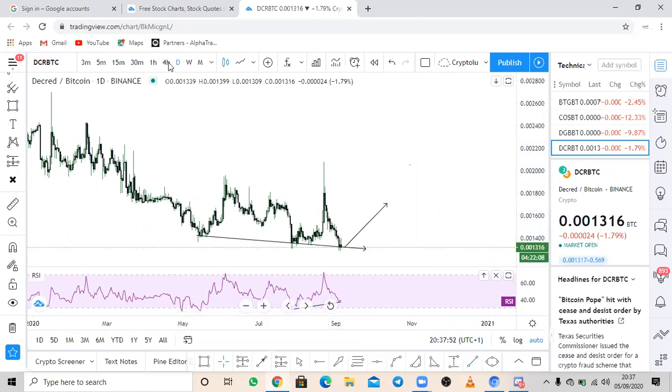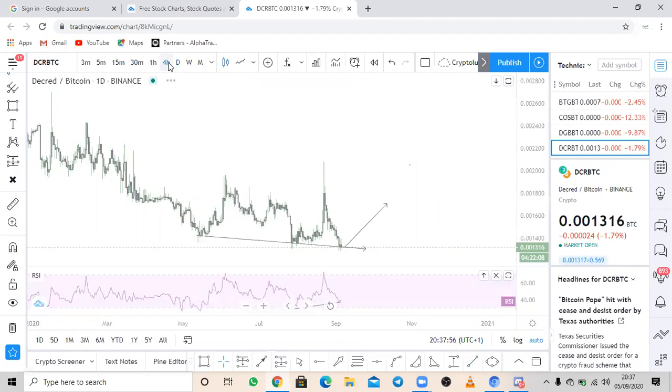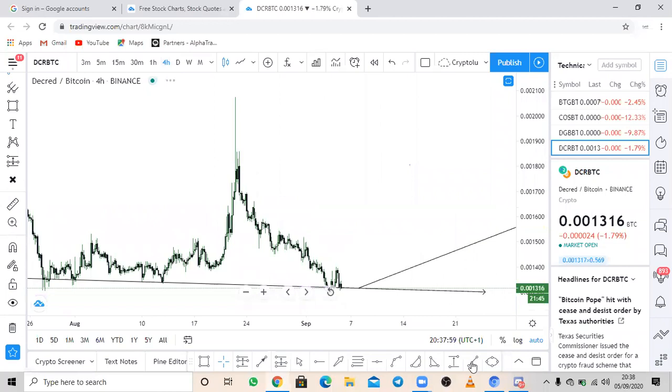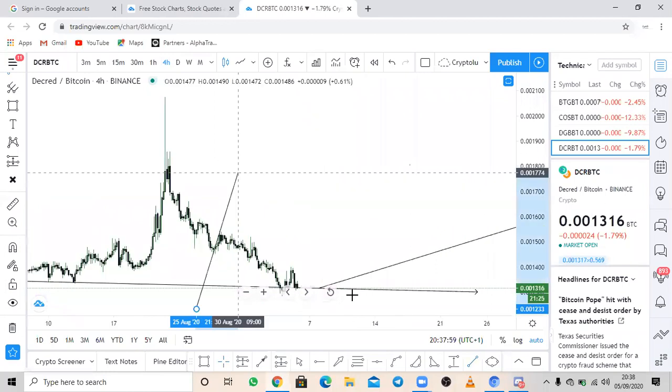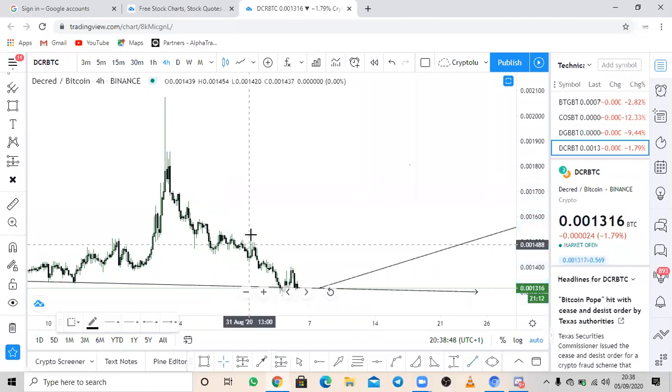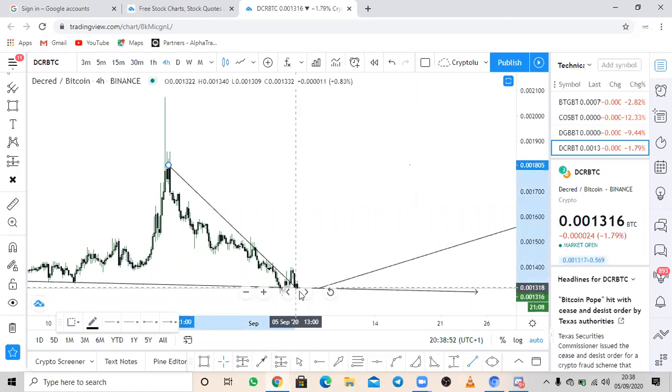So to the 4 hour. Now on the 4 hour, you can see that we have something similar to what we had before, more like a downtrending resistance trend line from here all the way down. So we have more like a resistance trend line.